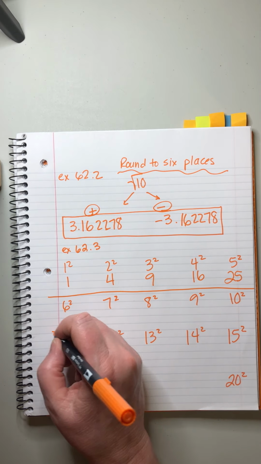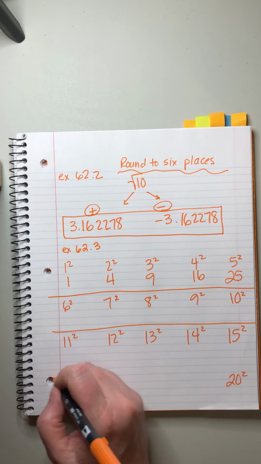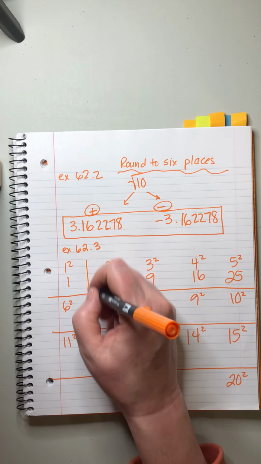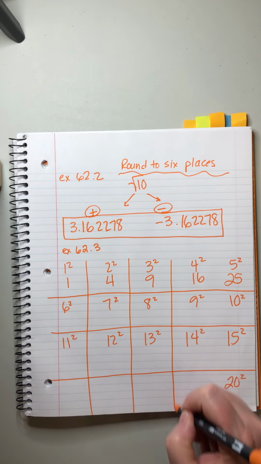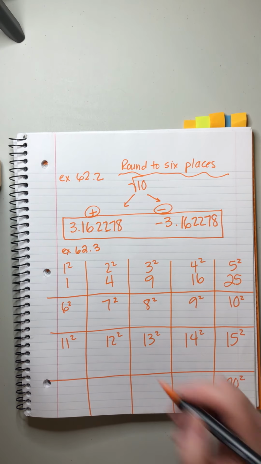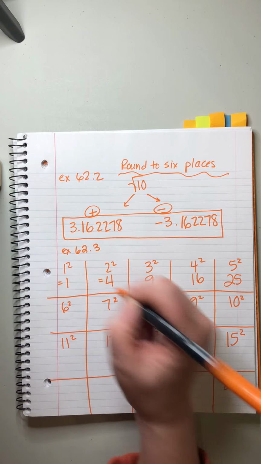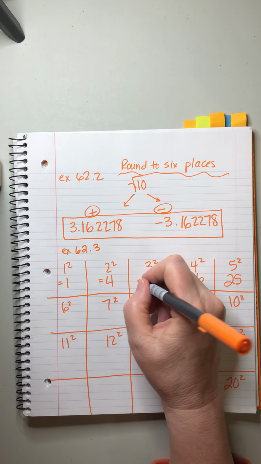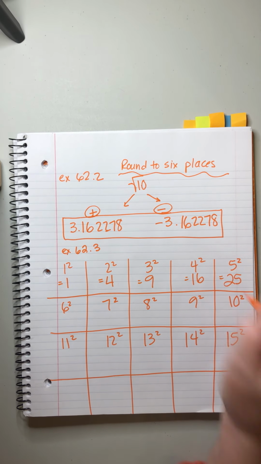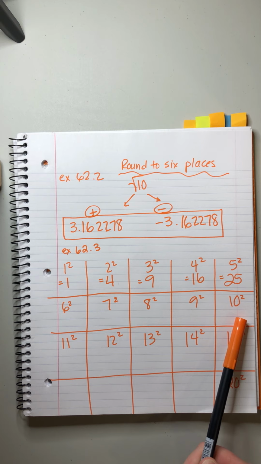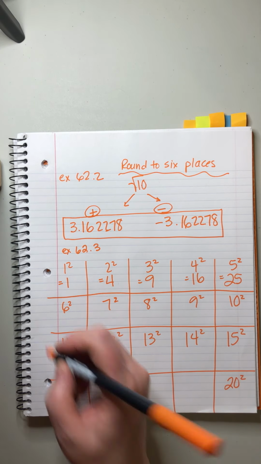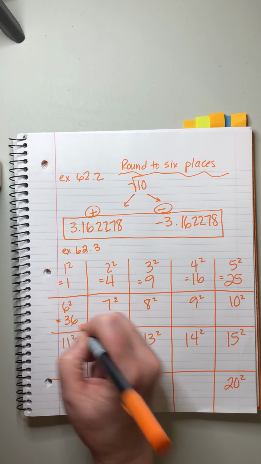Well, here's what I want you to do, though. Make this into a better chart so that the numbers have their own little sections. And if you want, you can write equals so that you can tell what's going on there. Okay. Now what I want you to do is fill in this second row. You should know all of these by heart because they're just times tables. So go ahead and fill them in while I do it without talking.